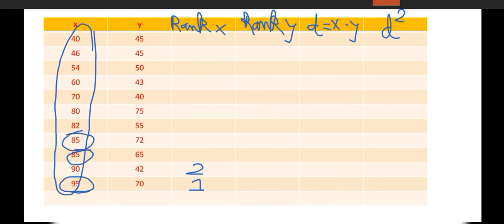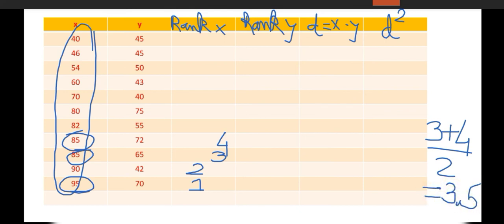Now as you can see here, we are having two values. One is 85 and this value is also 85. So in such cases, this will be 3 and this will be 4. But I can't assign such different values. So in such cases, we have to do 3 plus 4 divided by 2. We have to take an average, which comes as 3.5. And now assign this rank. So we'll assign it 3.5, 3.5.